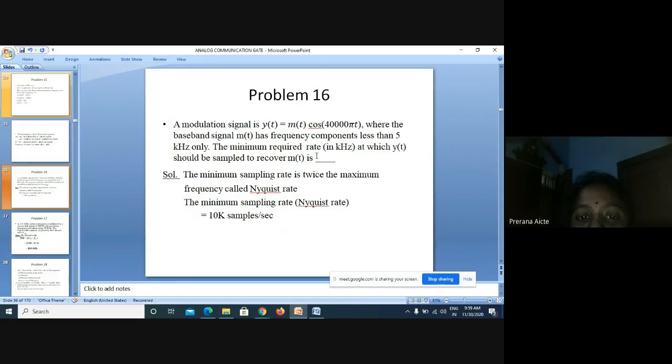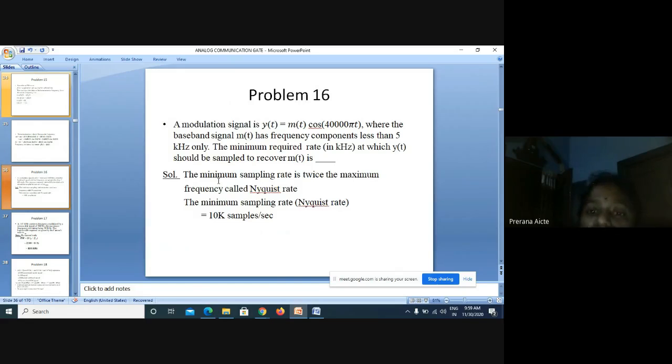So, what is the minimum sampling rate? You all know your minimum sampling rate is twice your maximum frequency. That is 2 into 5 kilohertz, which is nothing but 10k samples per second. That means the minimum sampling rate that we require is 10k samples per second. So you should remember this: the minimum sampling rate is twice the maximum frequency.